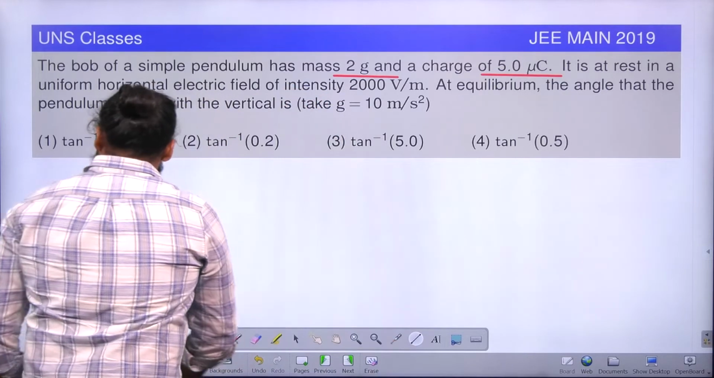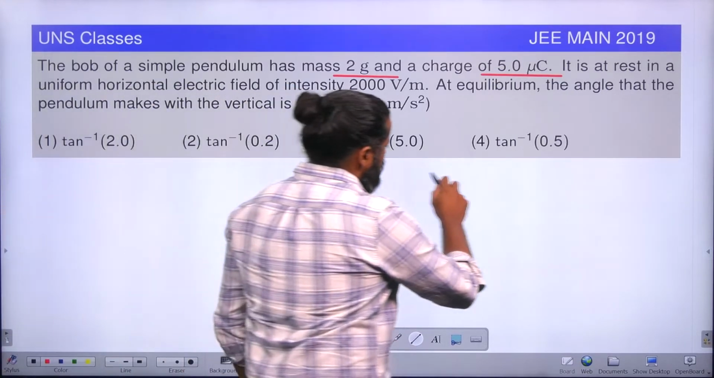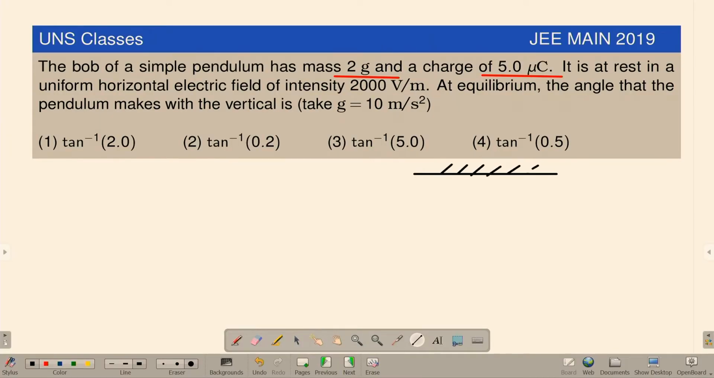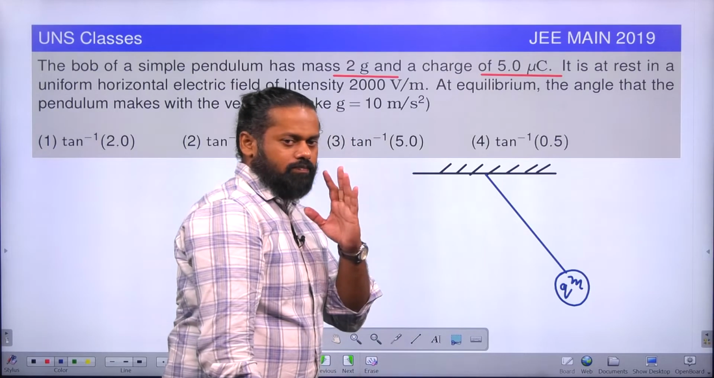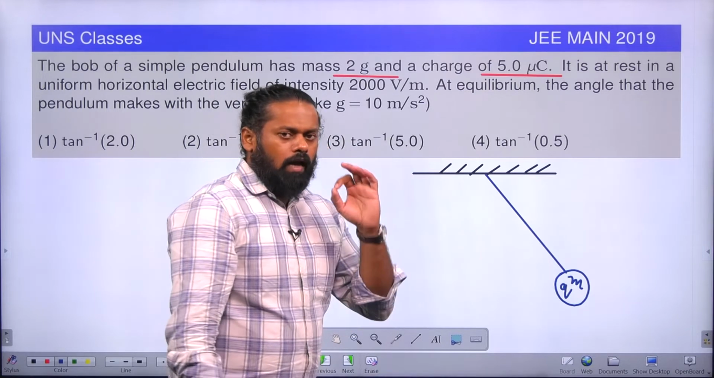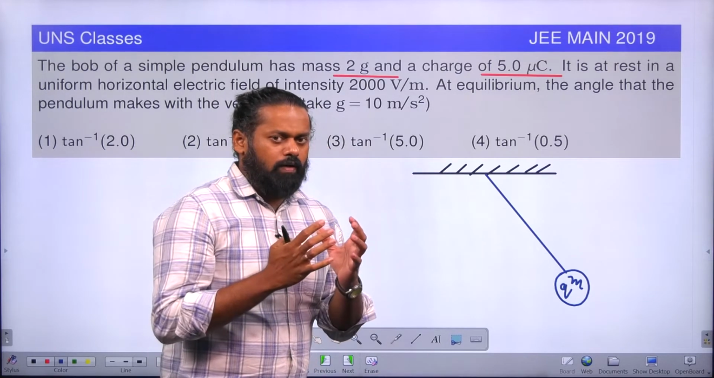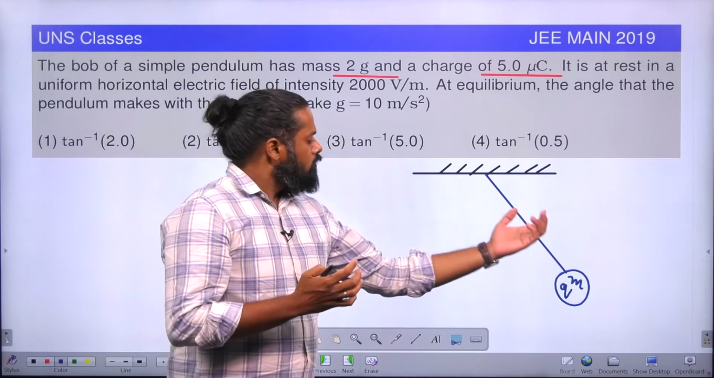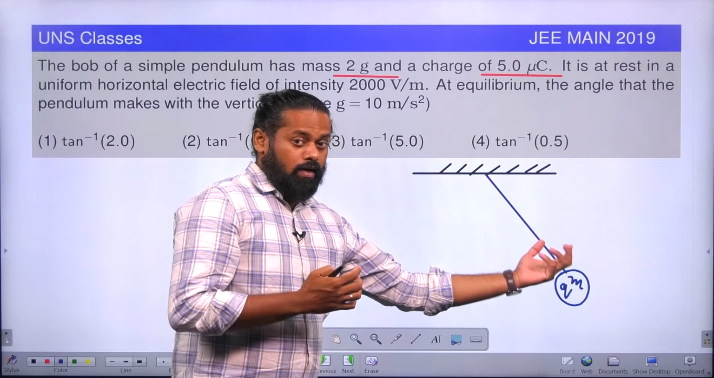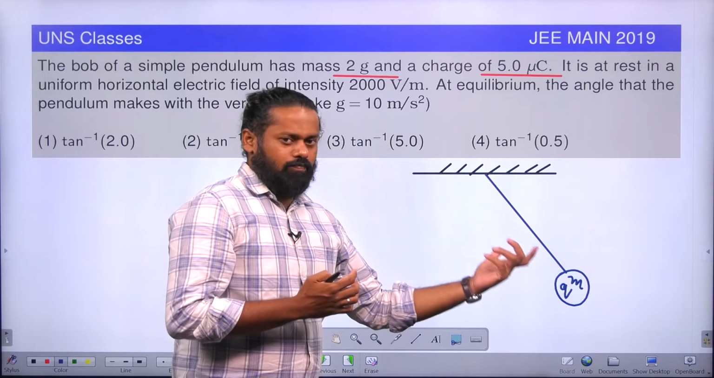See, all of you look here. Assume that you have a bob hanging from a roof. If the bob is in an electric field, assume that the bob has some charge Q and mass M. You know that just like a mass in a gravitational field is under the action of a force, there will be a force acting on a charge-carrying particle when it is kept in an electric field. That is the idea.